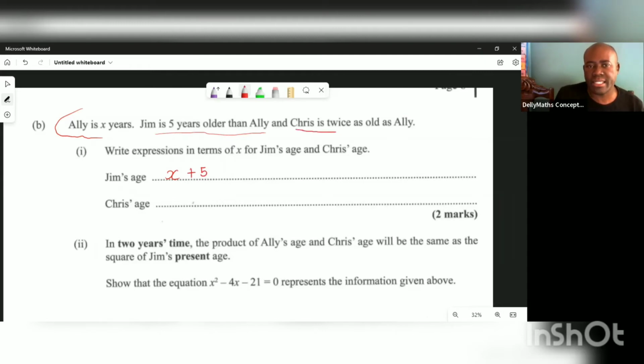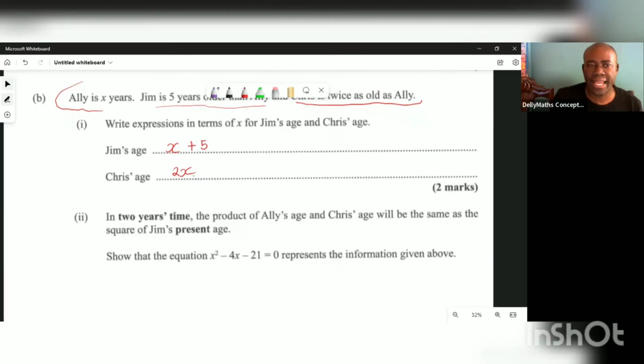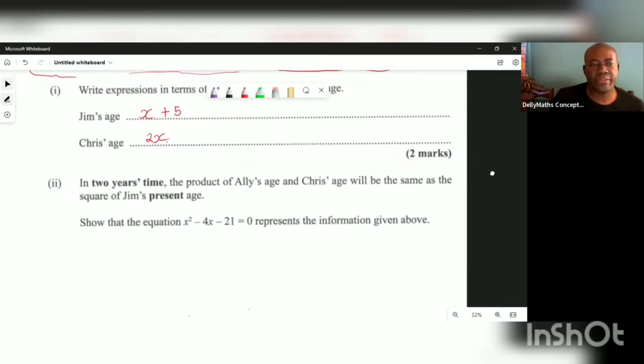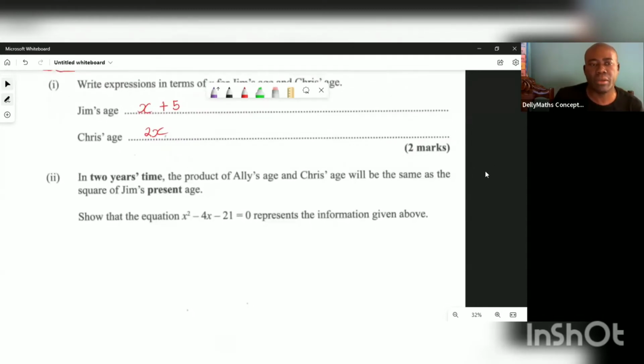We're told that Chris is twice as old as Ali. So Chris' age is 2x. So there we have Jim's and Chris' ages. The question went further and said, in 2 years' time, the product of Ali's age and Chris' age, something we have to pay attention to, will be the same as the square of Jim's present age. Show that x squared minus 4x minus 21 equals 0 represents the information given.